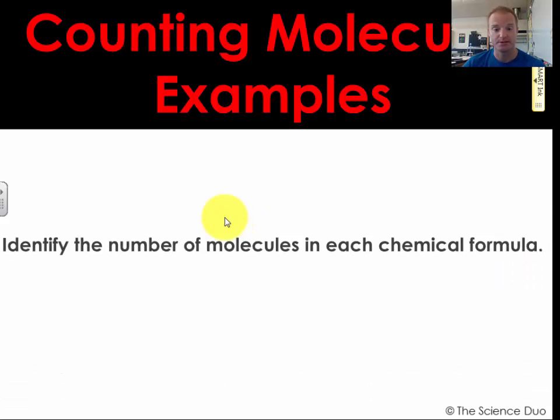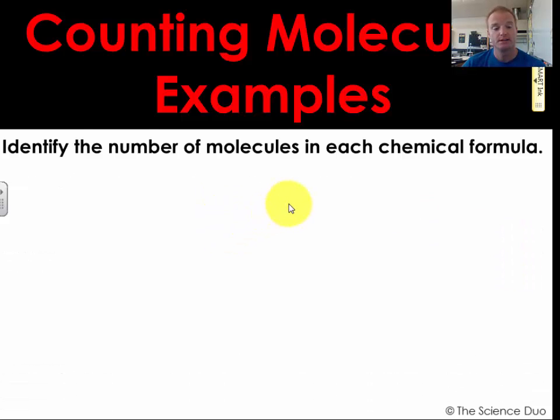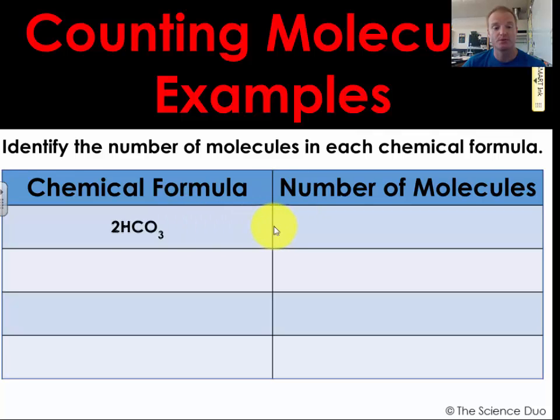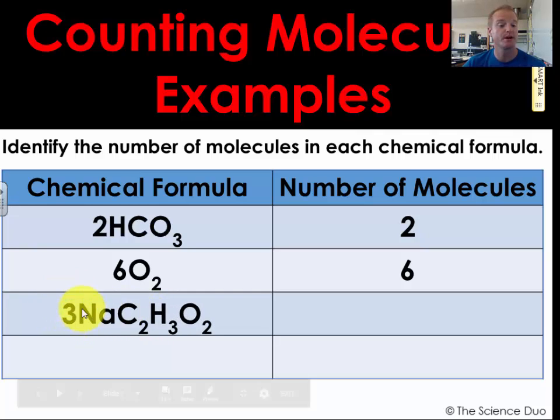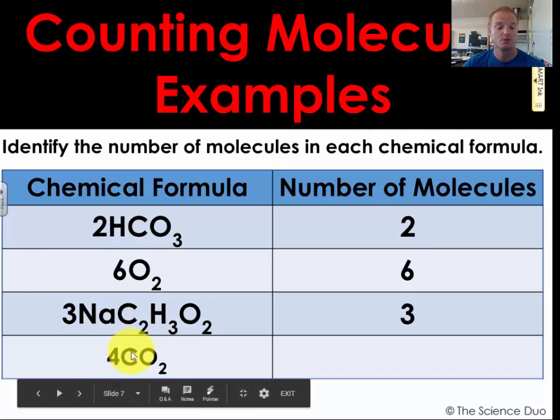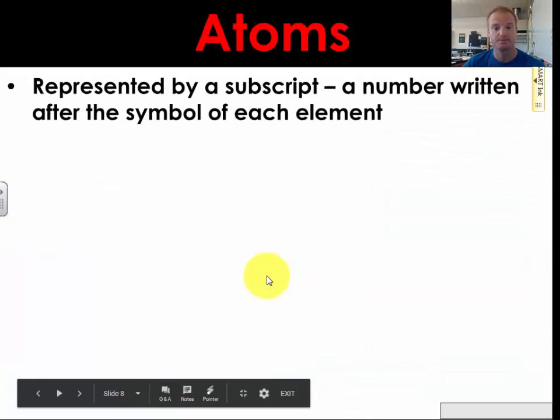So how do we count these up? Here's the big idea. In our chemical formula, how many molecules do I have? There's a 2 in front, so I have 2 there. There's a 6 in front, so I have 6. There's a 3 way out in front here, so I have 3. There's a 4 right there, so I have 4 molecules of that one.